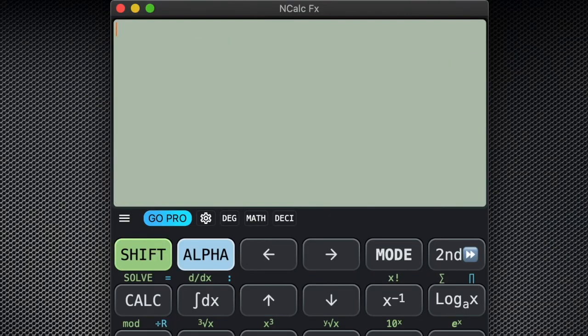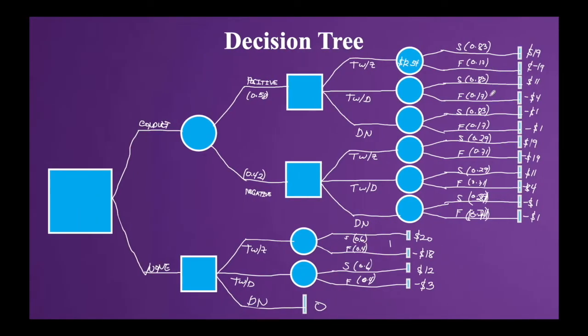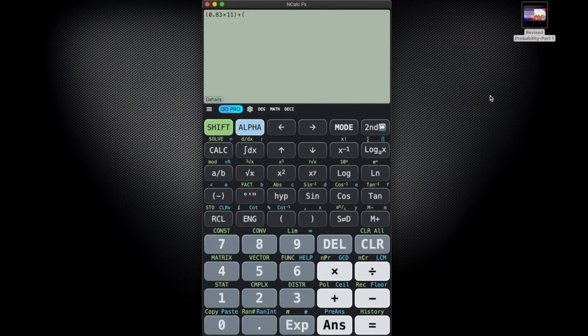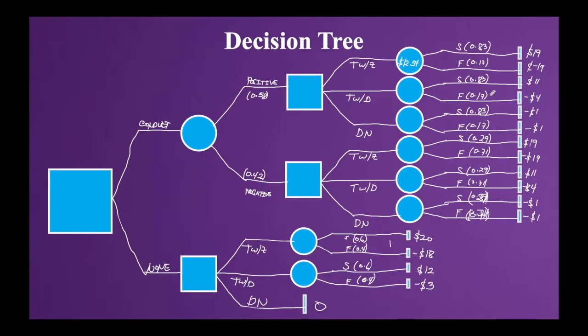Next, 0.83 multiplied to 11 plus 0.17 multiplied to negative 4. Clear? 0.83 multiplied to 11 plus 0.17, ito po, times negative 4. So, 0.17 times negative 4. Answer is 8.45. So, let's write it here. 8.45.